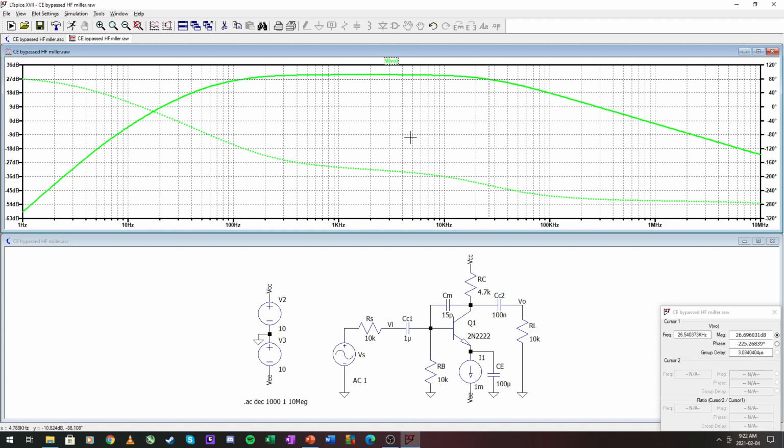That's at 26.5 kilohertz. Right, so that is how we design load capacitors or Miller capacitors for our amplifiers. Let's go to our second common emitter problem.